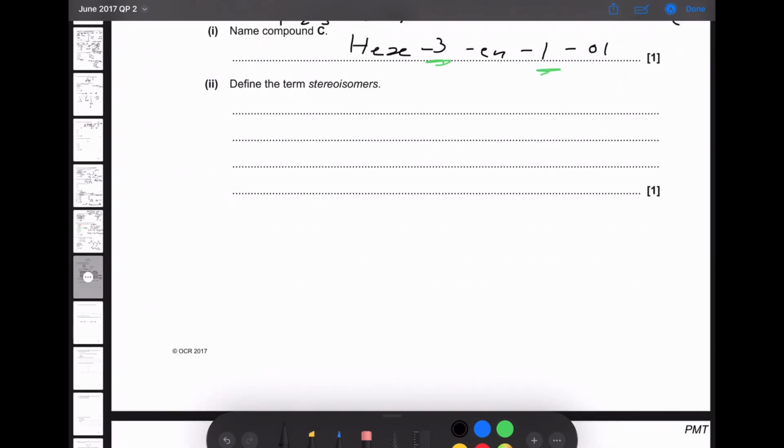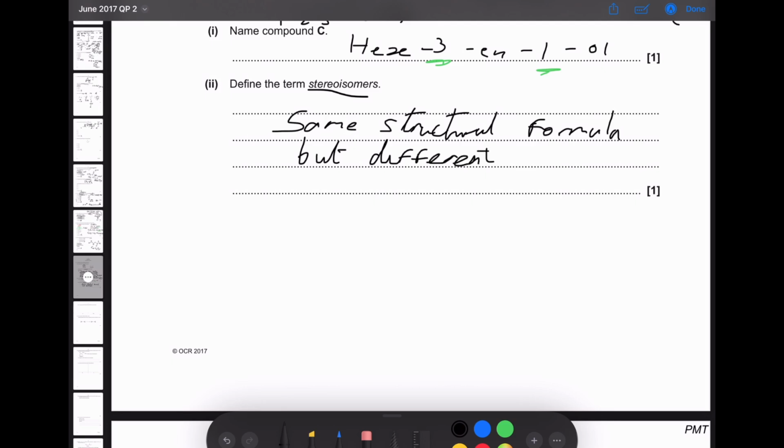Define the term stereoisomers. So this one's nice, easy, 1 mark, and all we're going to say is same structural formula but different arrangement of atoms in space. Awesome, 1 mark instantly. Next question.